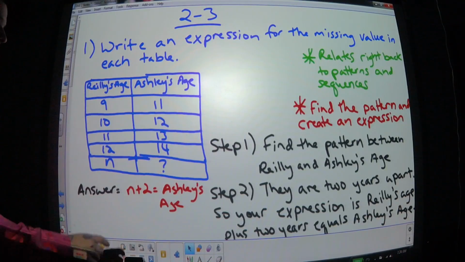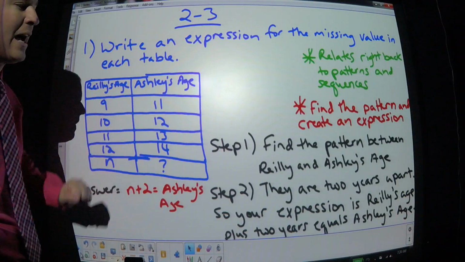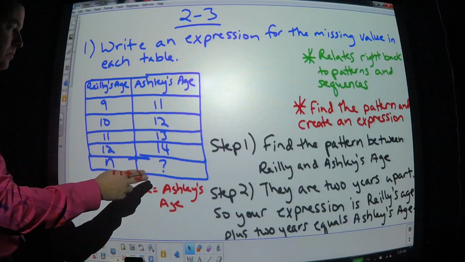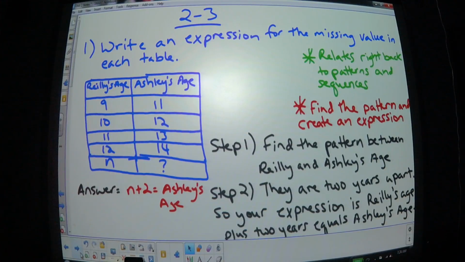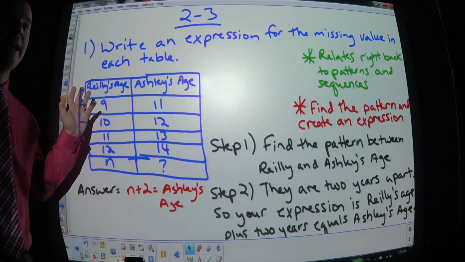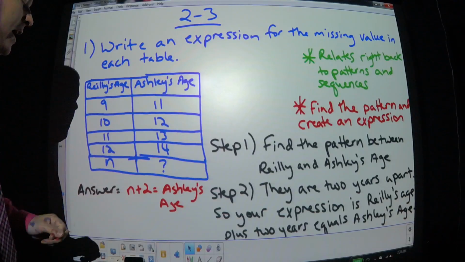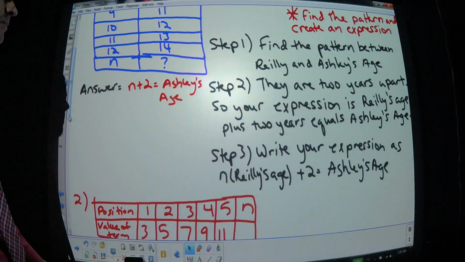So in step 1, you need to find the pattern between Riley's age and Ashley's age. Notice that Ashley is always older, and that their ages are 2 years apart. So whatever Riley's age is, then Ashley is 2 years older. And so we need to write an expression that says that.